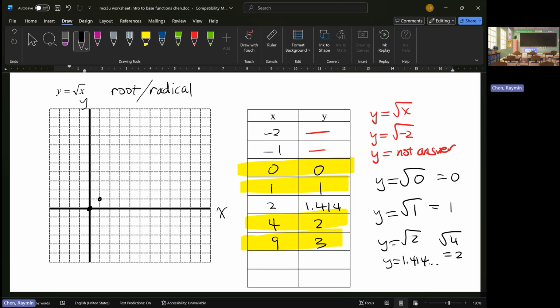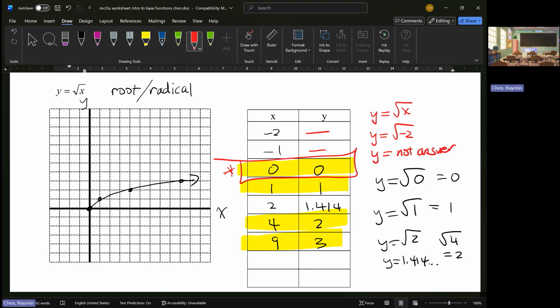One more time, when we graph, we want to graph on the grid. So where's (4, 2)? (4, 2) is there. And the last one, (9, 3), is right over there. And notice it keeps on rising. And this is what the root function looks like. One more time. Notice (0, 0) seems to be a key point. So this is a root function.